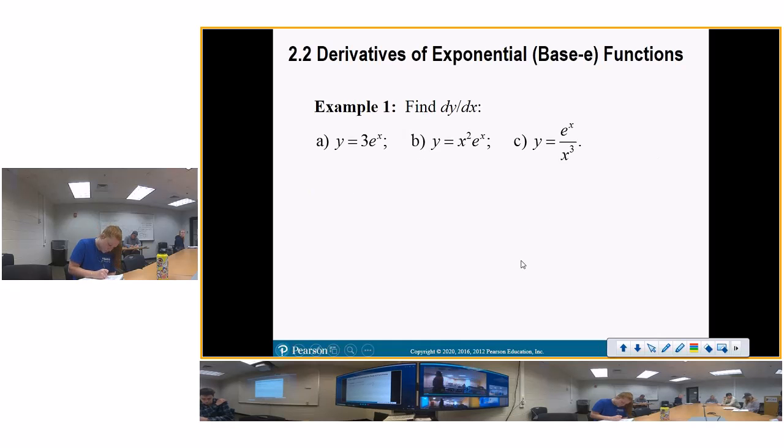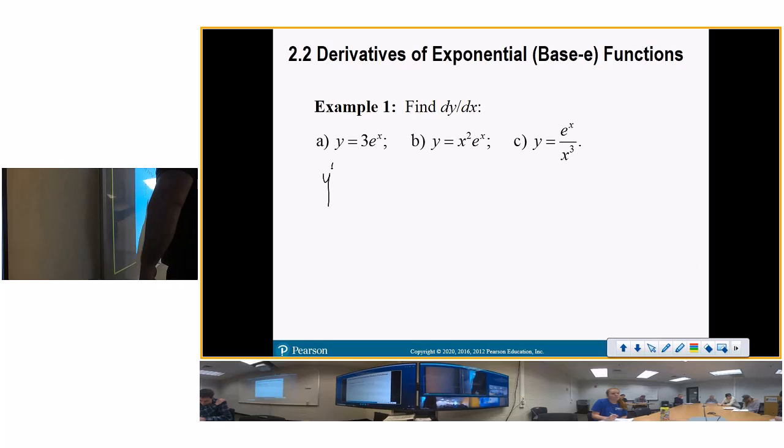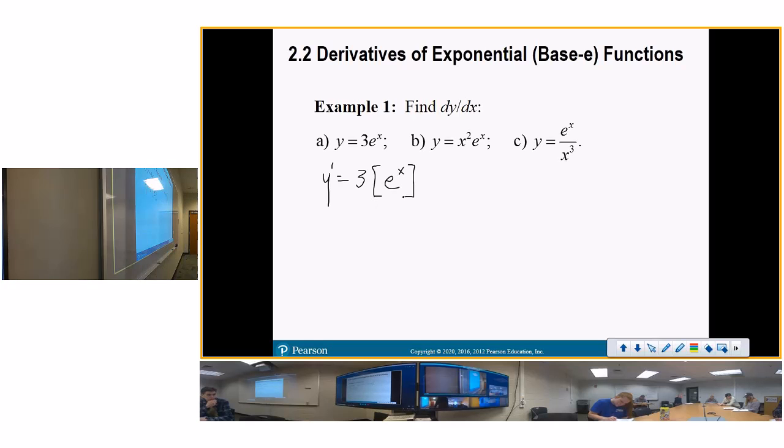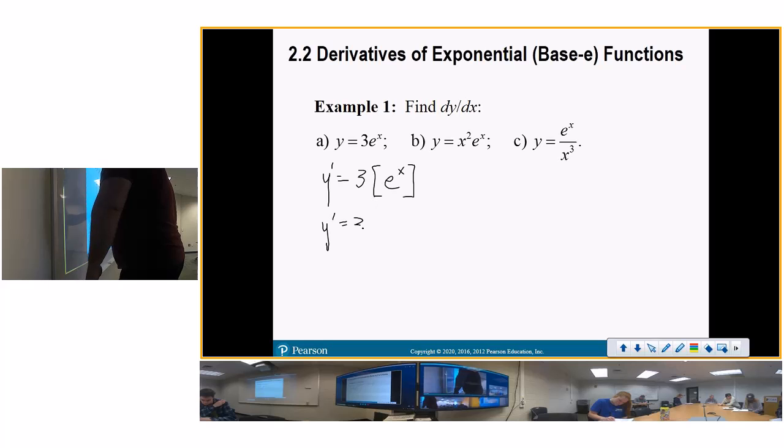Example for the first one. y is equal to 3e to the x. So y prime would be equal to, you can pull the 3 out because that is the constant rule of derivatives as well as antiderivatives. And you can just work with the e to the x. And the derivative of e to the x is e to the x. So therefore, your answer is y prime equals 3e to the x.